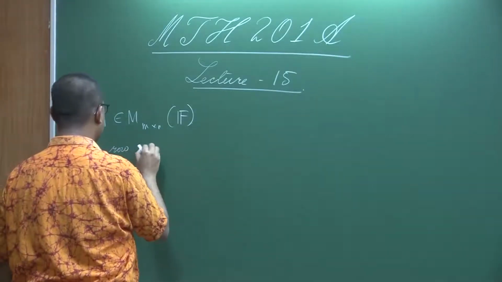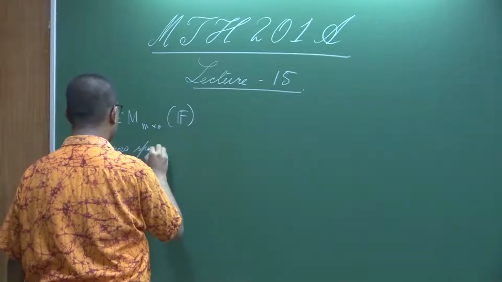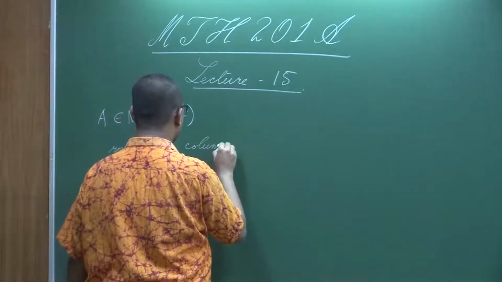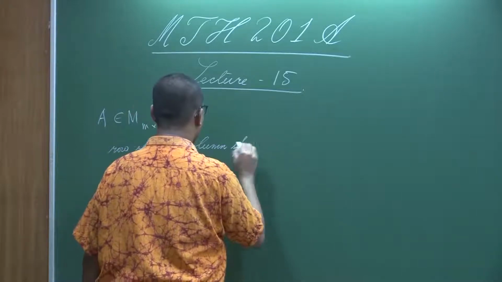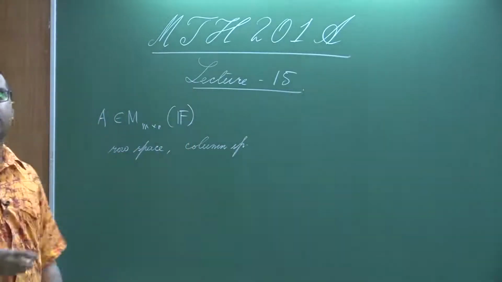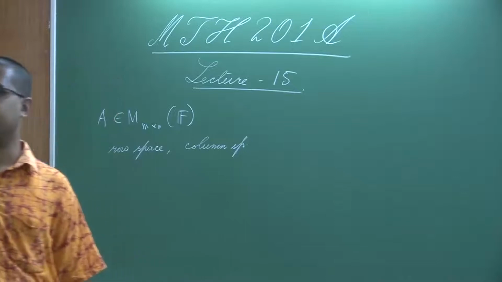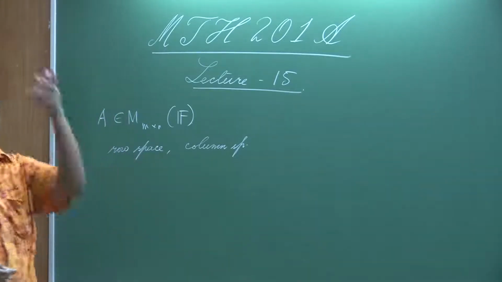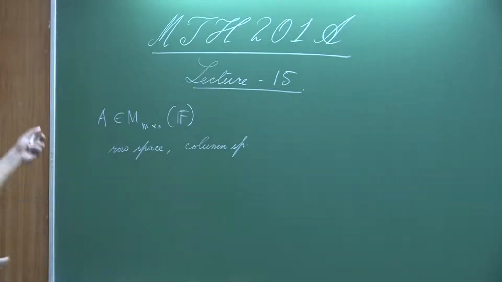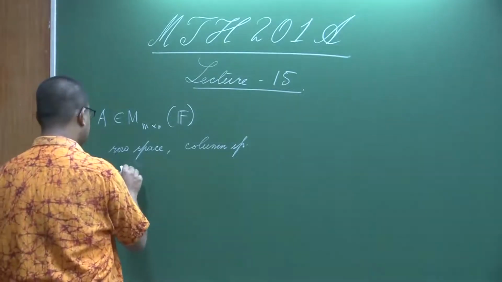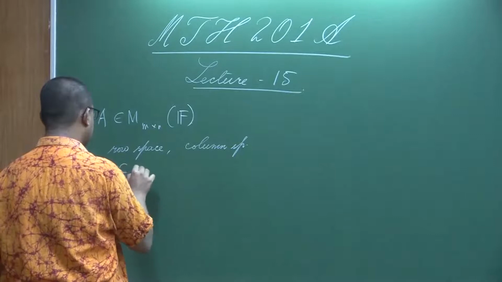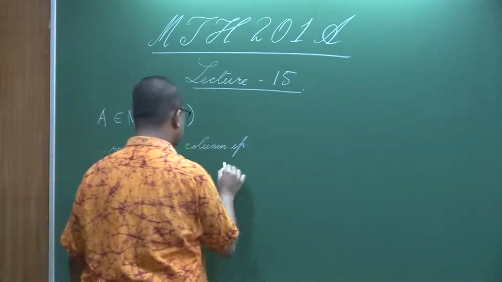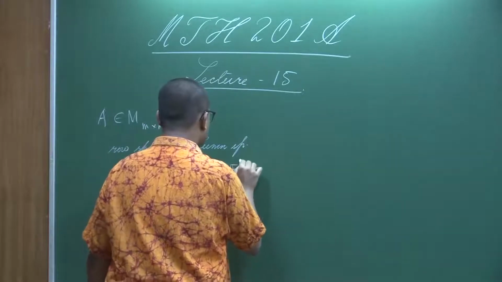we have defined its row space and column space. So, they are respectively the subspaces; the row space is the subspace generated by the rows of the matrix A. So, this is M by N, so it is a subspace of Fn. The column space is a subspace of Fm.